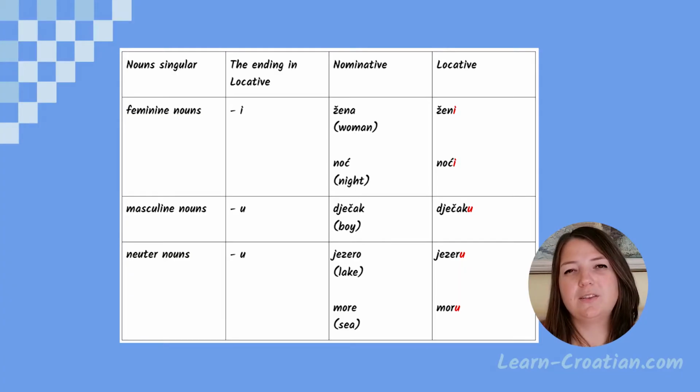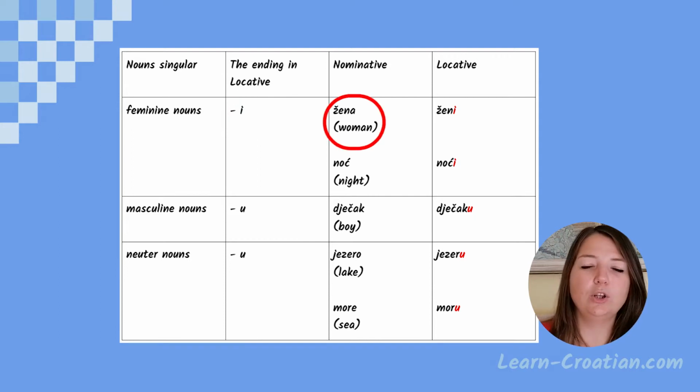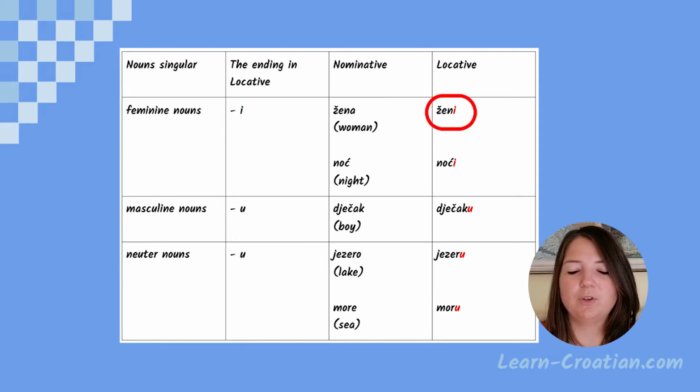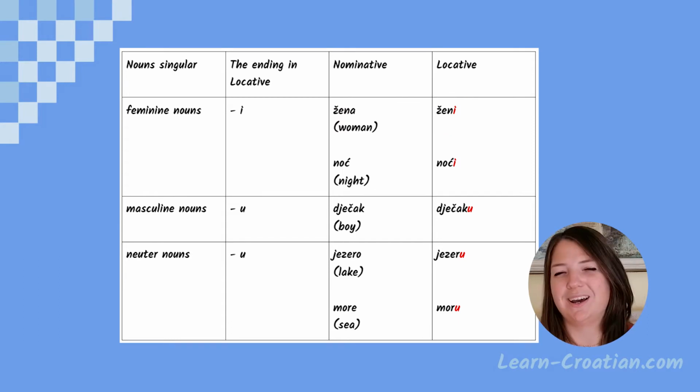So let's look at the singular and plural nouns in the locative. As you can see in this table, in the locative, the feminine nouns add an I. You know that most of the feminine nouns end in an A, so you would change this A into an I. So if you have a noun žena, the locative would be ženi. You lose the A and change it for an I.